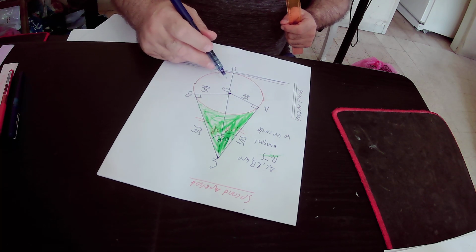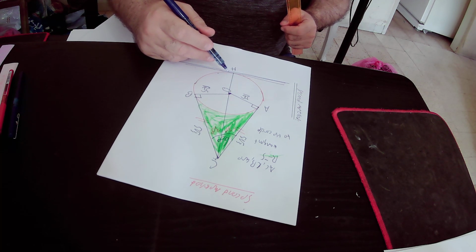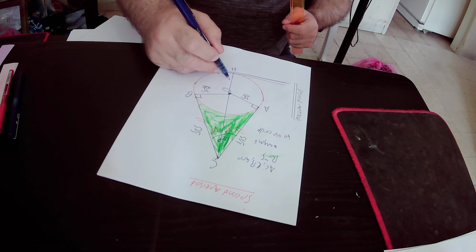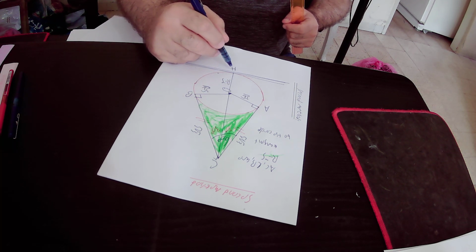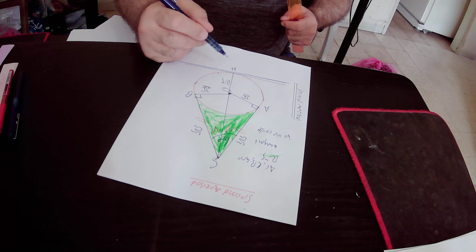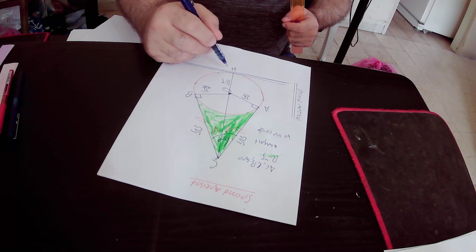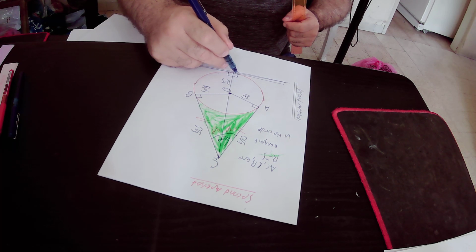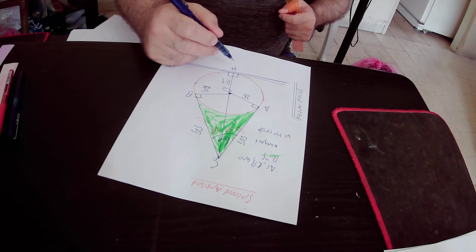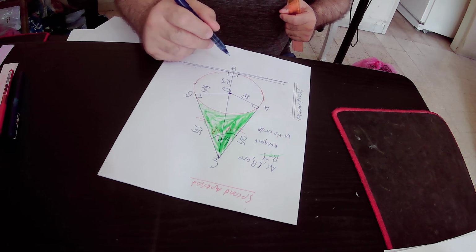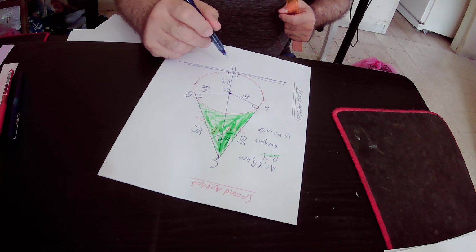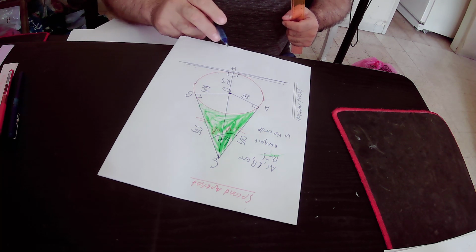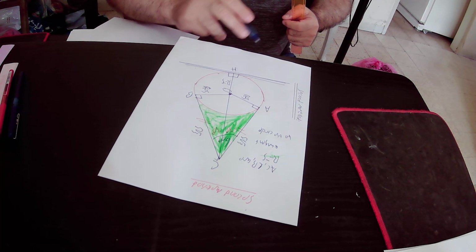Actually, edge O is the radius of the circle because it extends from the center of the circle and ends at point H, which is a point on the circle itself. And we know that the radius and the tangent are perpendicular to each other. Again, a tangent is perpendicular to a radius that is drawn to its point of tangency. So this angle is 90 degrees and this angle is also 90 degrees.